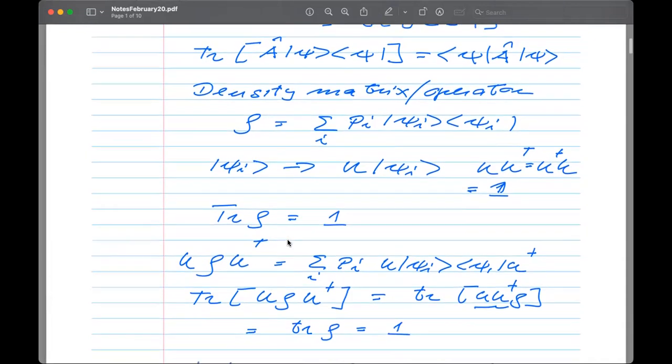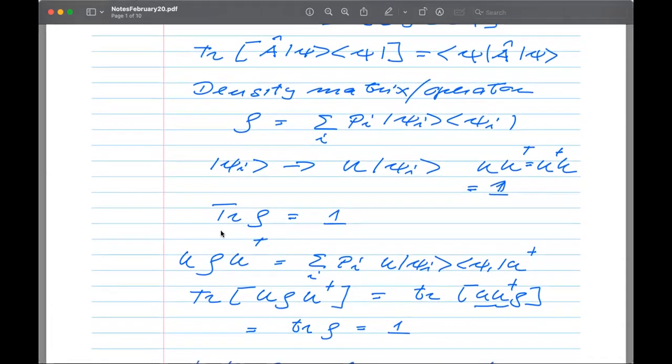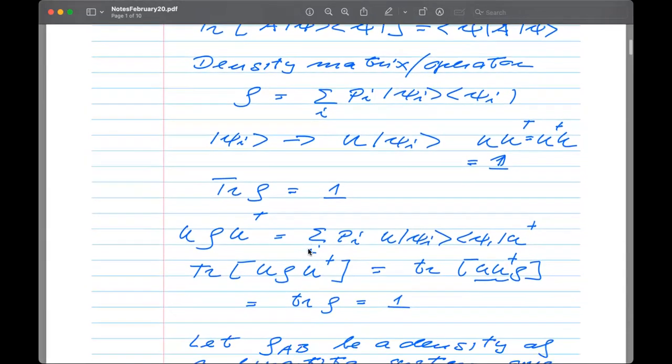So the trace is also a quantity which is invariant under transformation. So if we have a unitary transformation with a unitary matrix here, then we know that the trace is conserved.